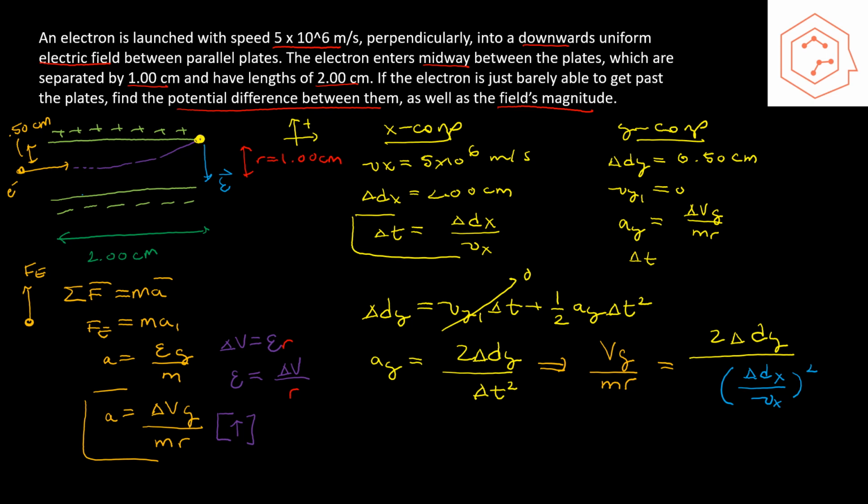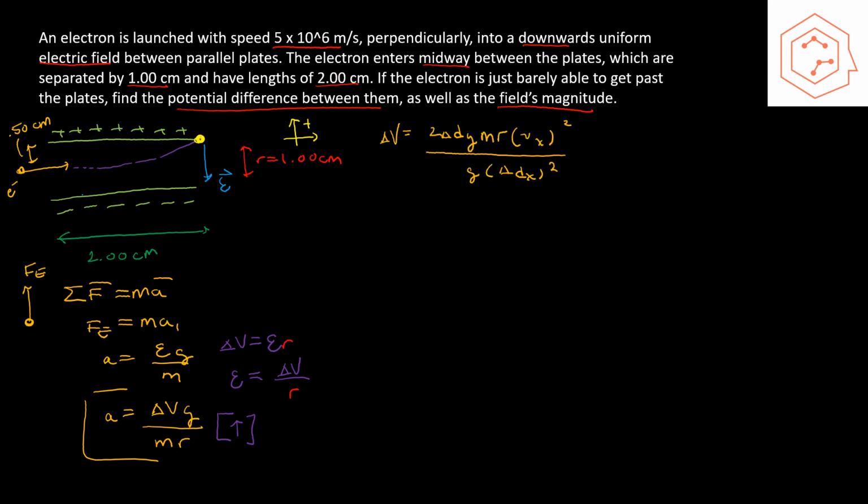If we isolate for delta V, delta V is equal to 2 times delta dy times M R divided by Q, and we can flip that fraction at the bottom since we're simply going to square it and then bring the Vx to the top, keep the dx at the bottom. So delta dx squared and Vx squared.